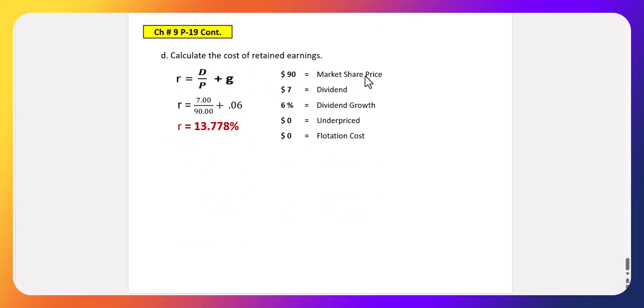We can also calculate the cost of retained earnings. Retained earnings is the cash the company has available to make any type of purchases they need to. When we talk about capital budgeting in future chapters, there will be no flotation costs or underpricing. It utilizes its equity-based dollar amount, and in doing so, we just need the price of our stock to be the market share price of $90, and our dividends at 7 with a growth rate of still 6% equals 13.778%.